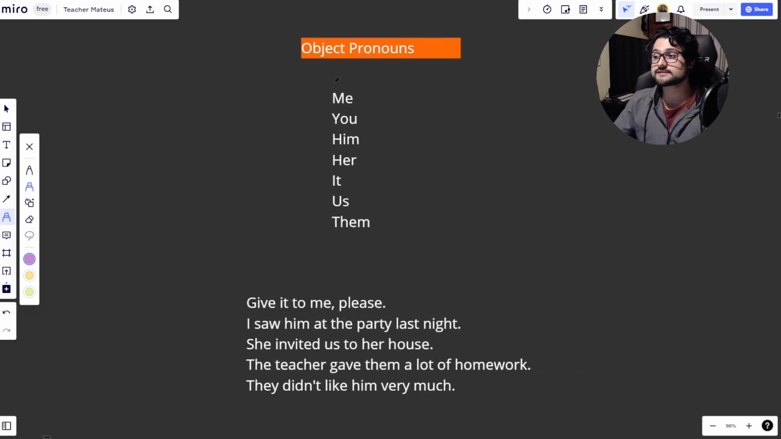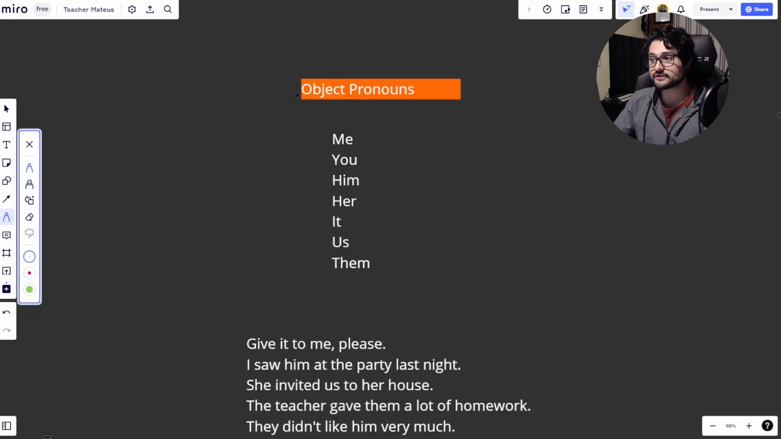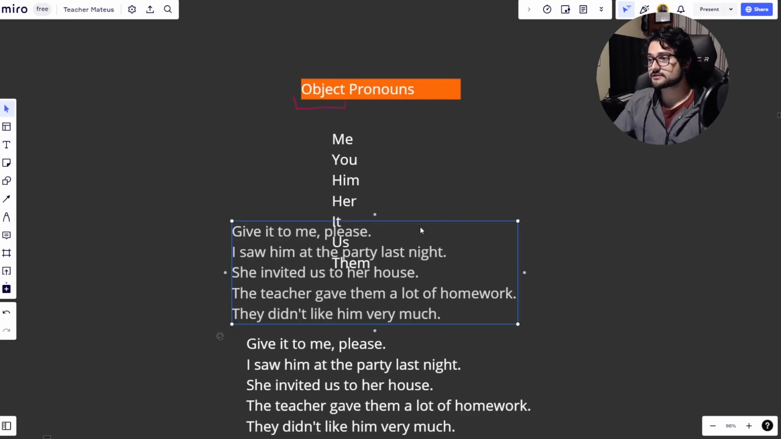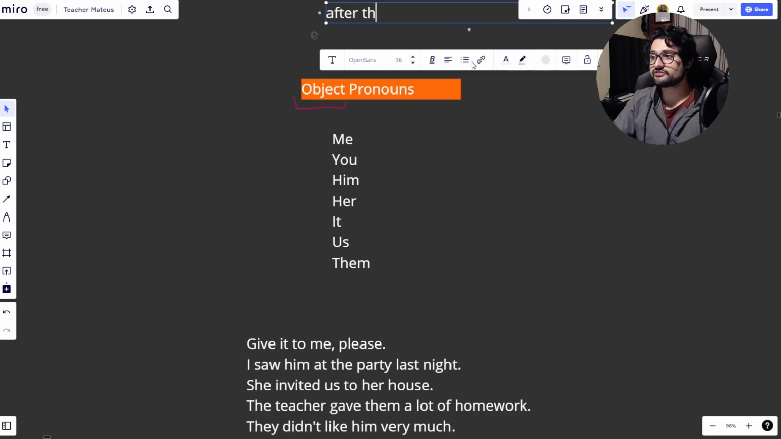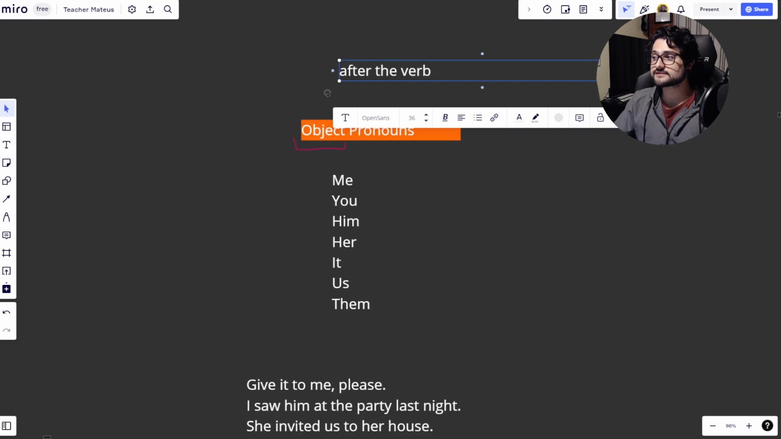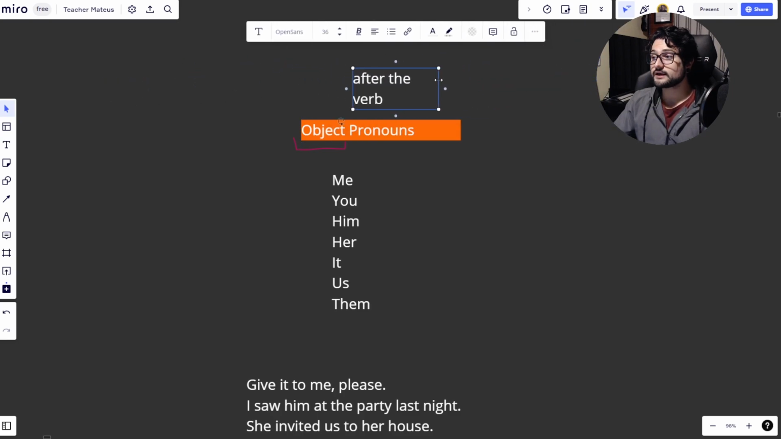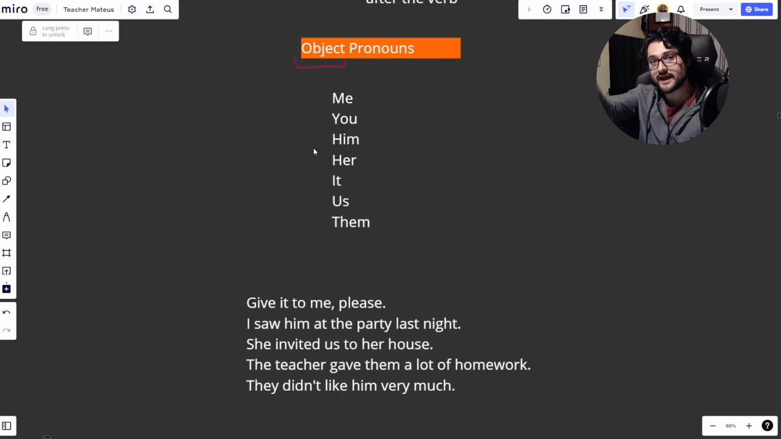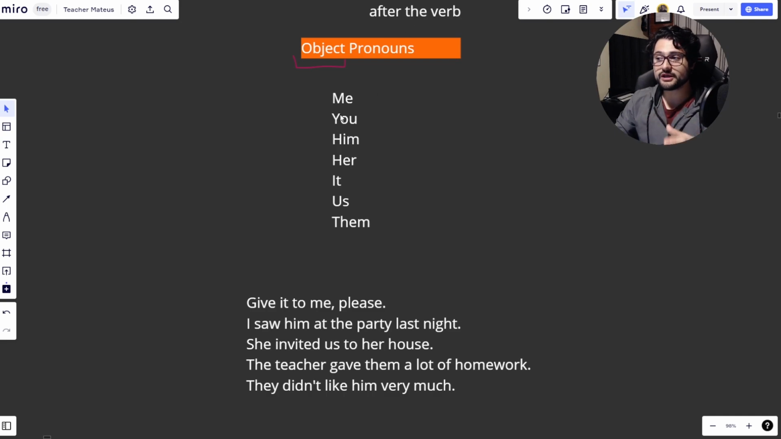The next one, guys, are the object pronouns. Object pronouns come after the verb. Let's put it there, after the verb. So we have in a sentence an action, a verb, and then the object pronouns come after the verb. For example, we have me, you, him, her, it, us, and them.